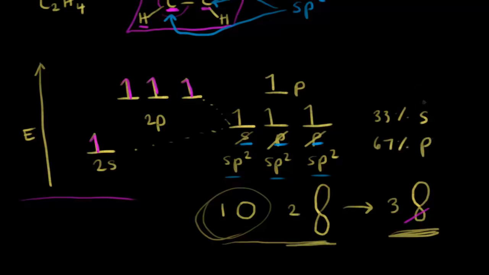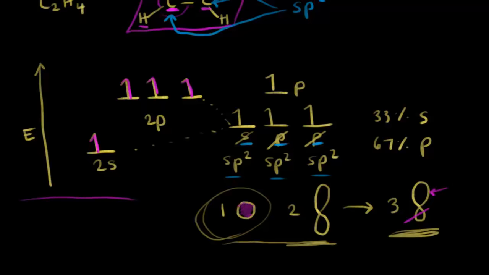So there's more s character in an sp2 hybrid orbital than in an sp3 hybrid orbital. And since the electron density in an s orbital is closer to the nucleus, right? So if we think about the electron density here being closer to the nucleus, that means that we could think about this lobe right here being a little bit shorter, with the electron density being closer to the nucleus. And that's going to have an effect on the length of the bonds that we're going to be forming.